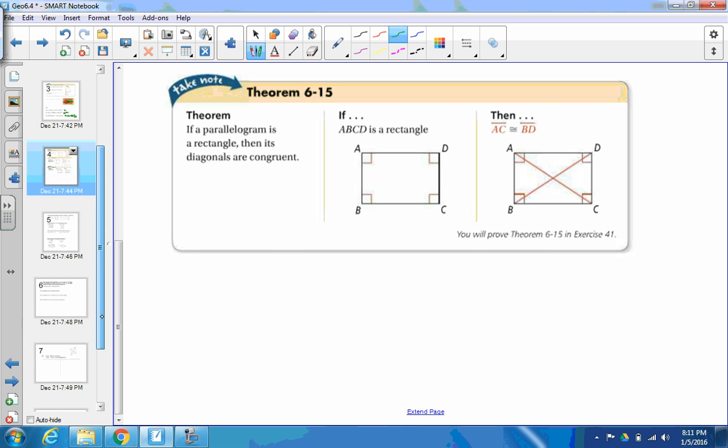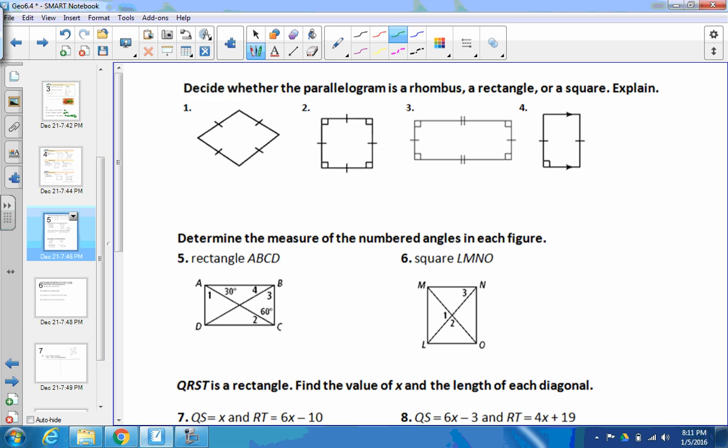So let's use those theorems. Let's put those into practice here. We'll do a few of these problems on this page. We're in the first section because it's determining whether it's a rhombus, rectangle, or square, and explain. Now there could be some of each, but we want the most precise classification of it based on what we're given.